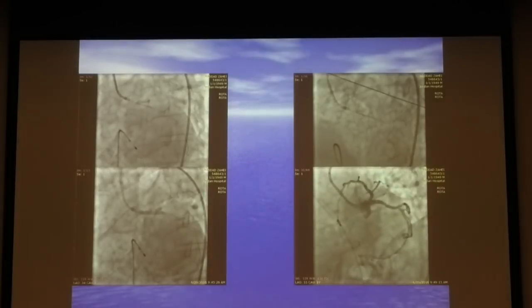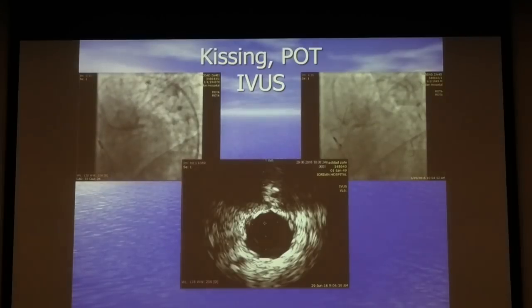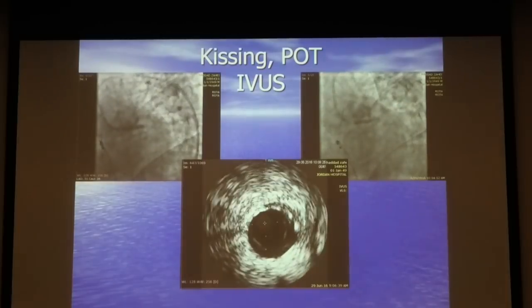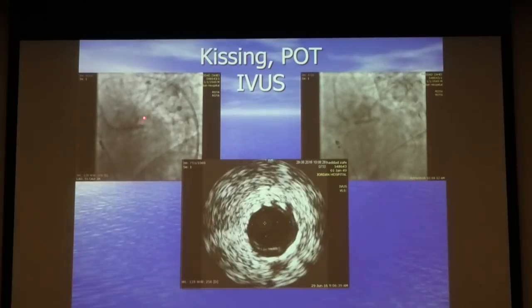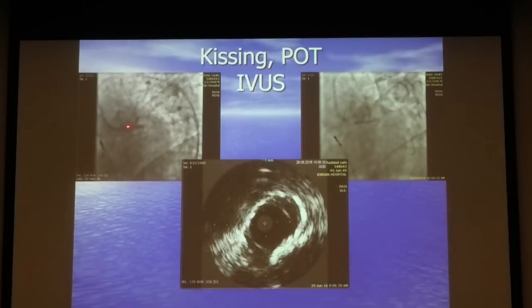So the kissing balloon, in all of the above, we did all of the above. He has only left main, anything happened to that, this guy is dead. So this is what we use: kissing balloon from the left main into the LAD and the left main circumflex. We re-did the butt of the proximal left main.